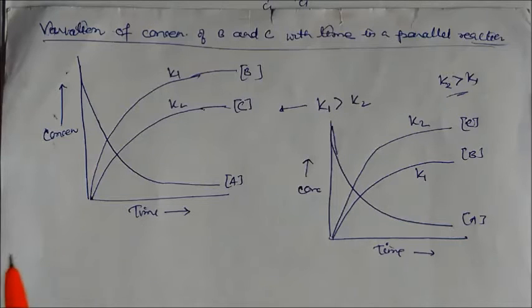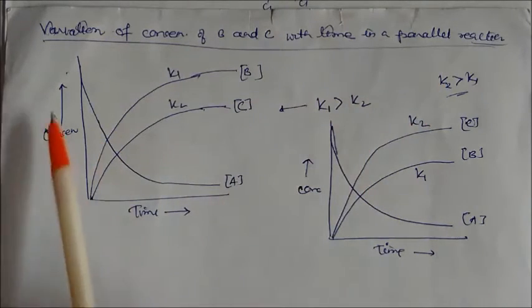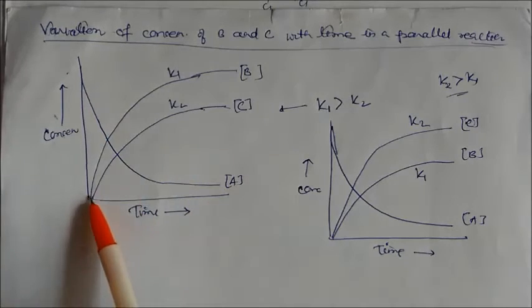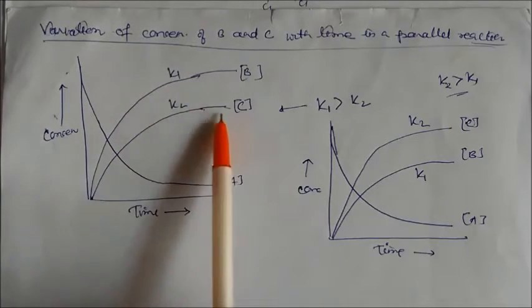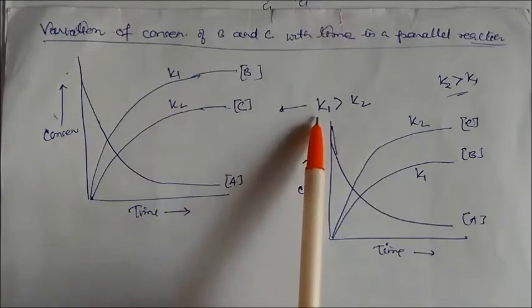We can see this in terms of a graph also, a concentration versus time graph for a parallel reaction. This is concentration, this is time. A is decreasing, and simultaneously B is increasing and C is increasing. Their rate constants are K1 and K2 respectively. Here K1 is greater than K2.